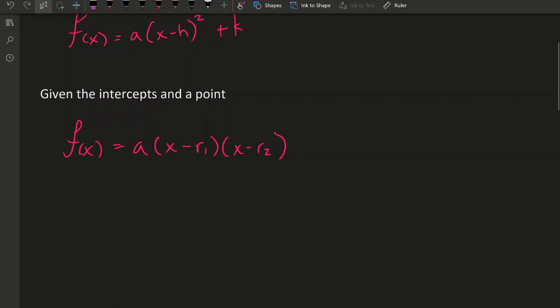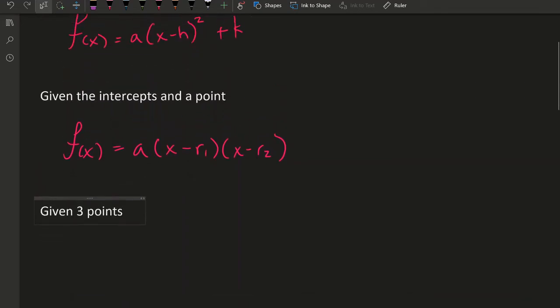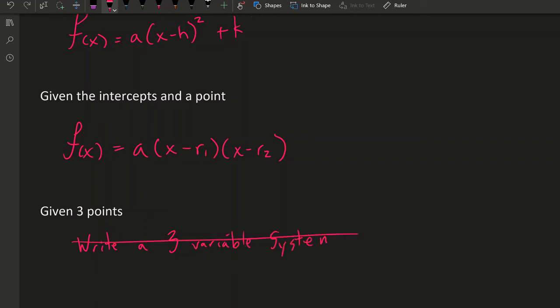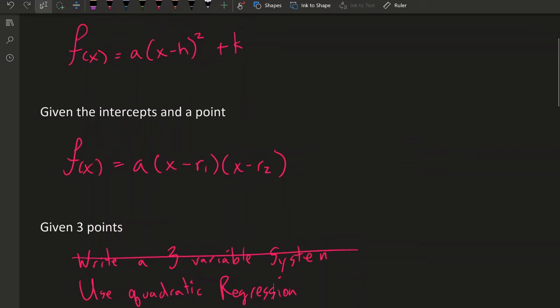And another way we could do it is if we are just given 3 points. And the first way we can do that is we can write a 3-variable system. But let's not do that. That's hard and we have better tools. Instead, we're going to use quadratic regression. This is a much more efficient way, and this allows us to use our technology to quickly come up with an equation for our quadratic. So let's get into this with some examples.